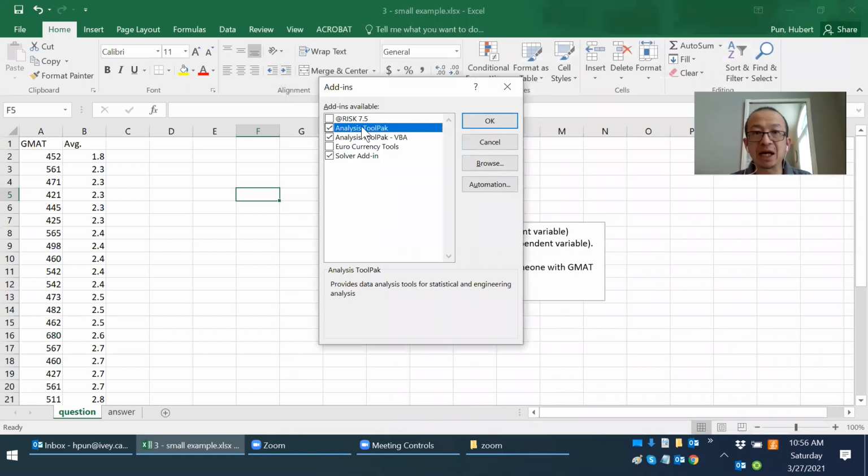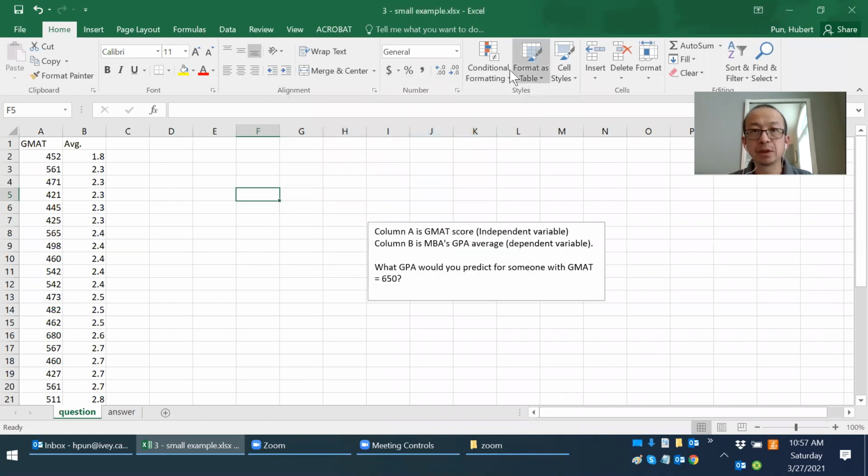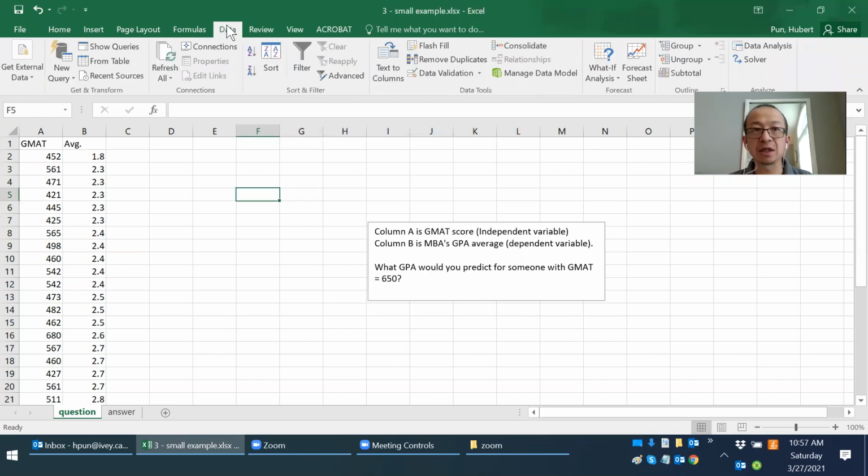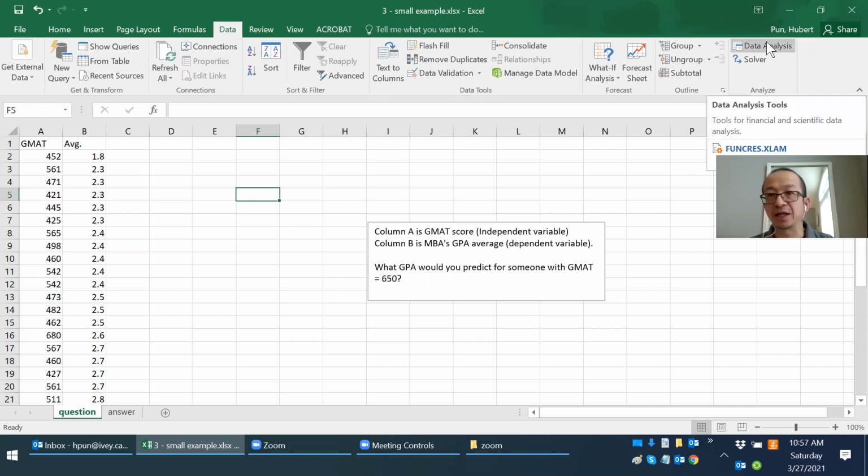Make sure that the Analysis ToolPak has a check mark and also the Solver Add-in has a check mark as well, because later on, we are going to use Solver. So Analysis ToolPak, Solver Add-in, click OK. Once you click OK, then under the Data tab on the right-hand side, you should have Data Analysis.